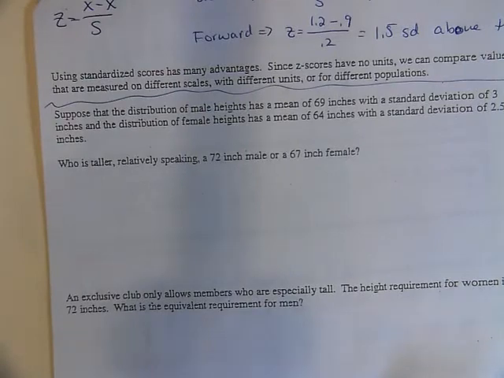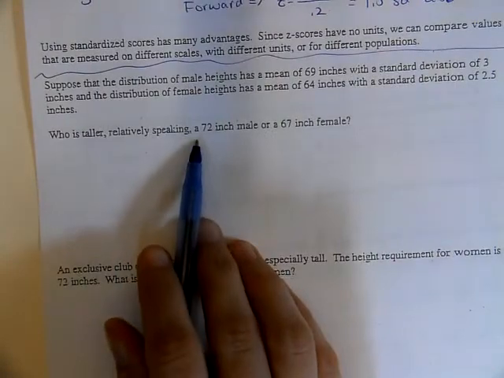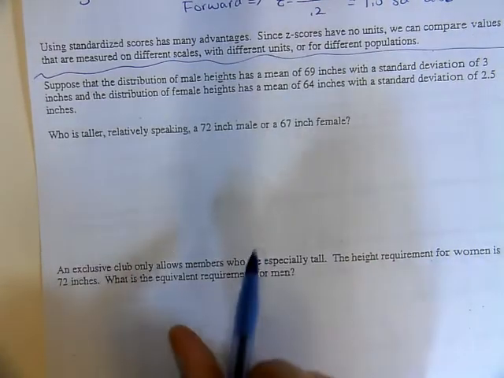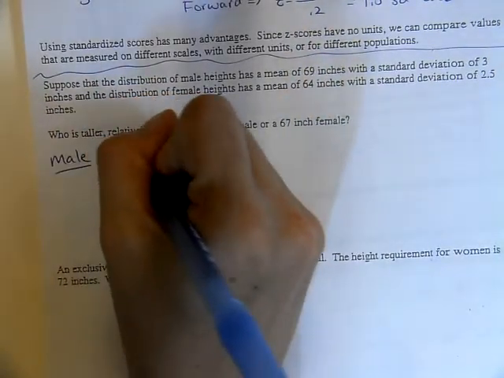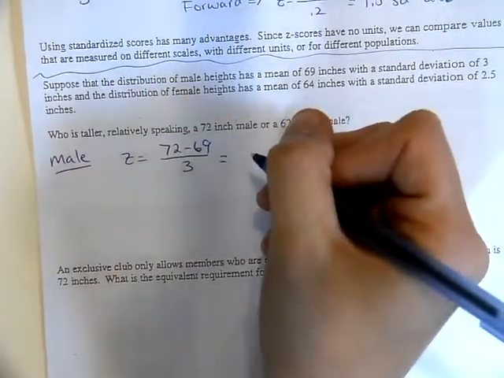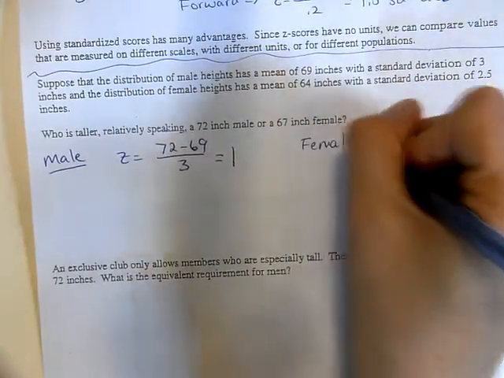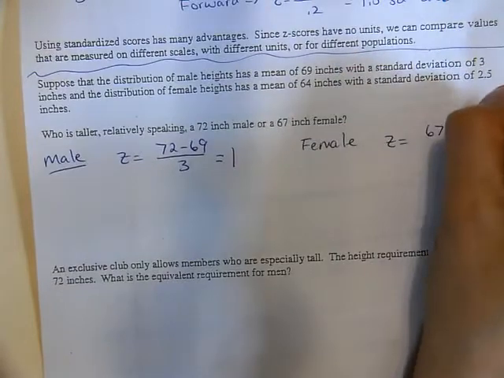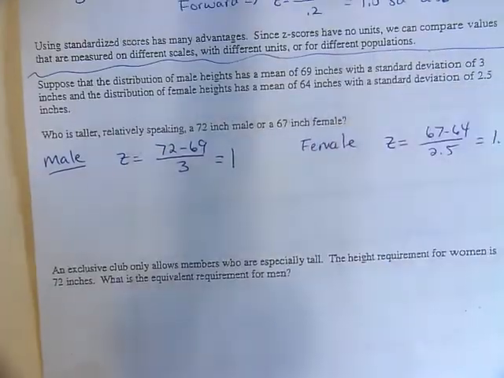Suppose that the distribution of male heights has a mean of 69 inches and a standard deviation of 3, and female heights has a mean of 64 inches with a standard deviation of 2.5. So who is taller relatively speaking, a 72-inch male or a 67-inch female? So again, we're going to find their z-scores. So for the guy, I'm going to take 72 minus 69 divided by 3, and I end up with 1. For the female, her z-score, 67 minus 64 divided by 2.5 is 1.2.